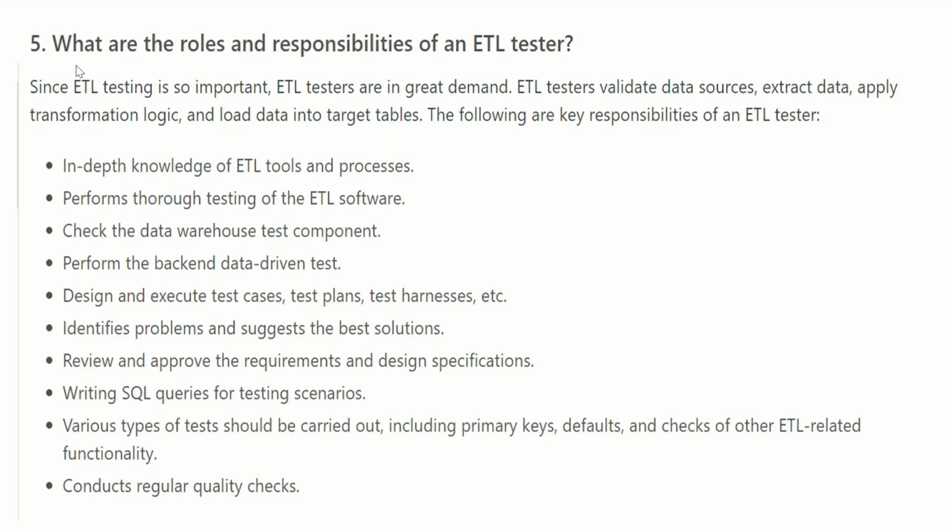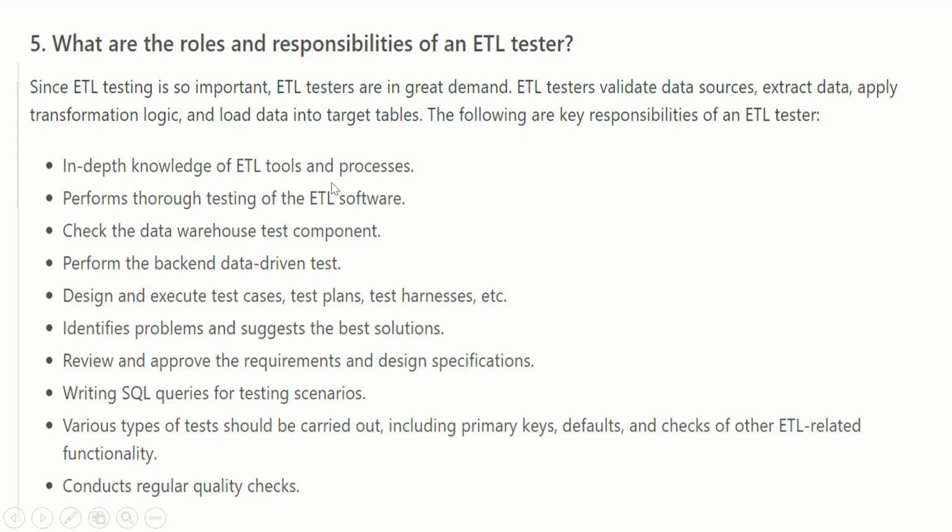Don't skip this. Okay. Since ETL testing is so important, ETL testers are in great demand. ETL testers validate data sources, extract data, apply transformation logic, and load data into the various target tables. The following are key responsibilities of an ETL tester. So we will just go through this.